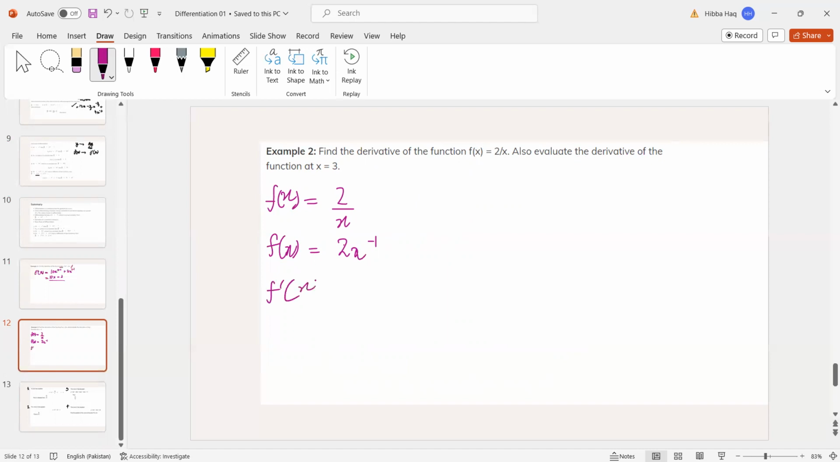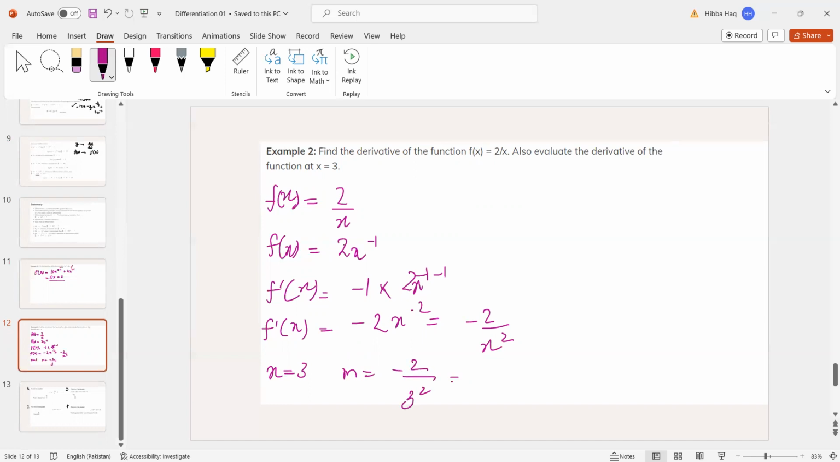So f dash of x becomes minus 1 multiplied with 2x^(-1-1). So f dash of x comes out to be minus 2x^(-2), and you can also write it as minus 2 upon x squared. Now you have to find the derivative of the function at x is equal to 3. So I'm going to substitute x is equal to 3 into the function to find the gradient. So minus 2 upon 3 squared, which is minus 2 upon 9. This is going to be the derivative of the function or the gradient of the function at x is equal to 3.